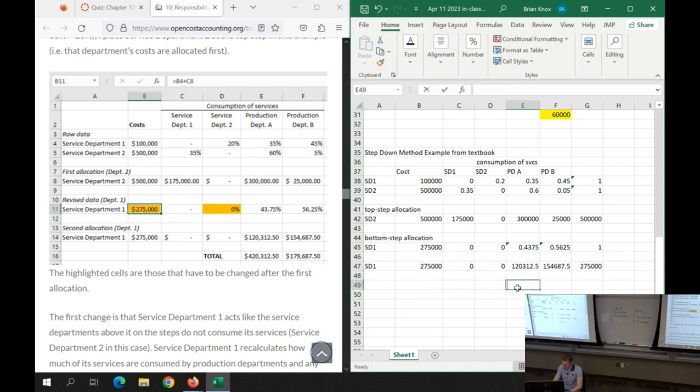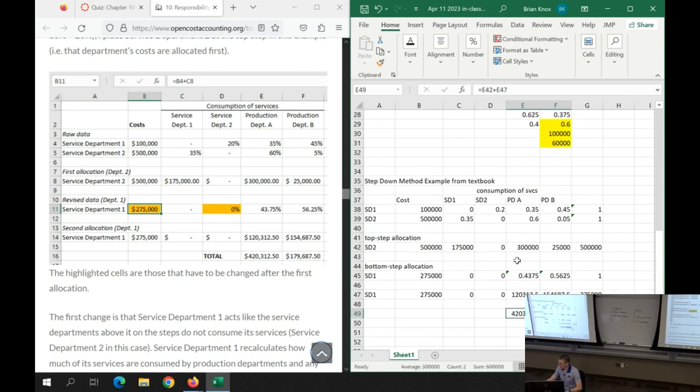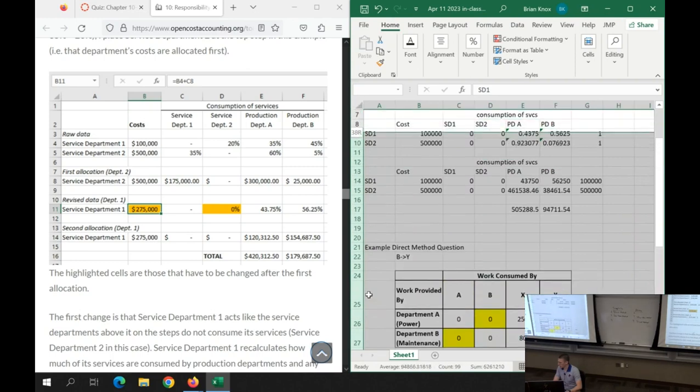Okay, so now department A gets 300,000 plus 120,000. Department B gets that 25,000 plus 155,000 effectively. Okay, so these are the numbers we're going to compare here for a second. I'm going to hide some things so we can compare them directly.